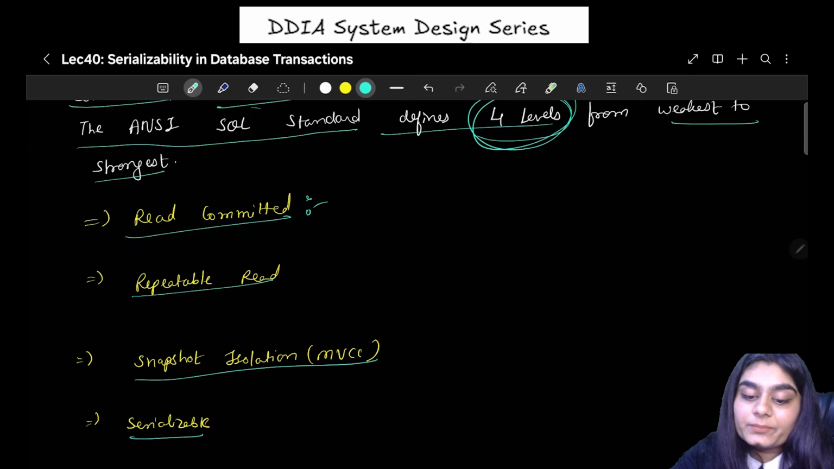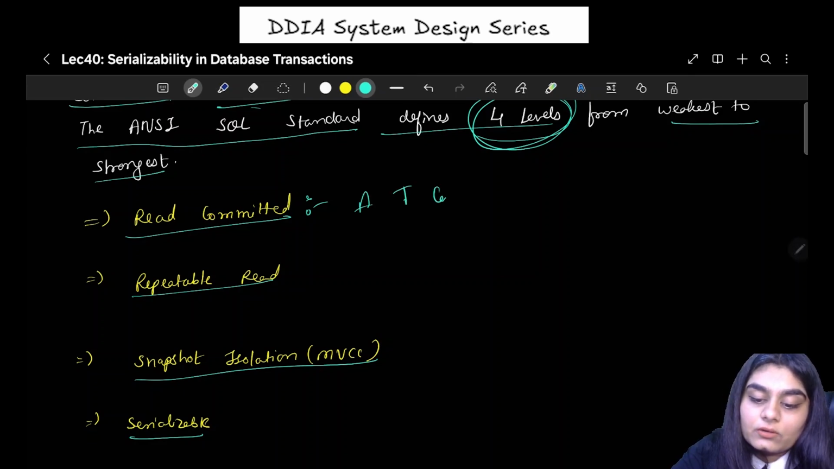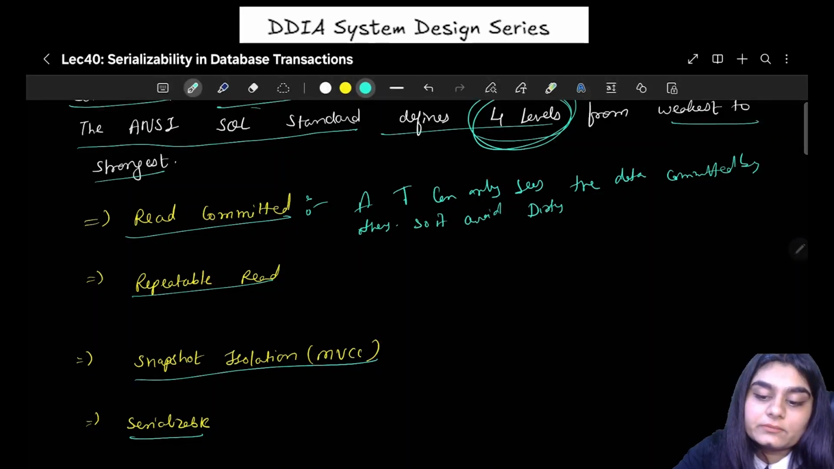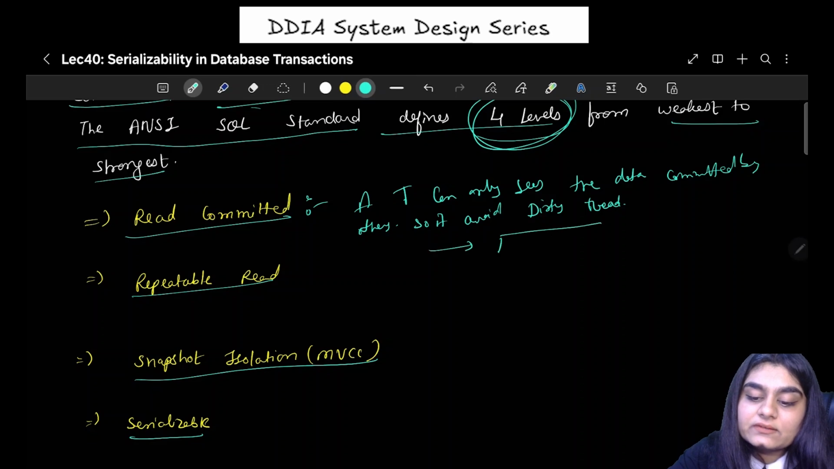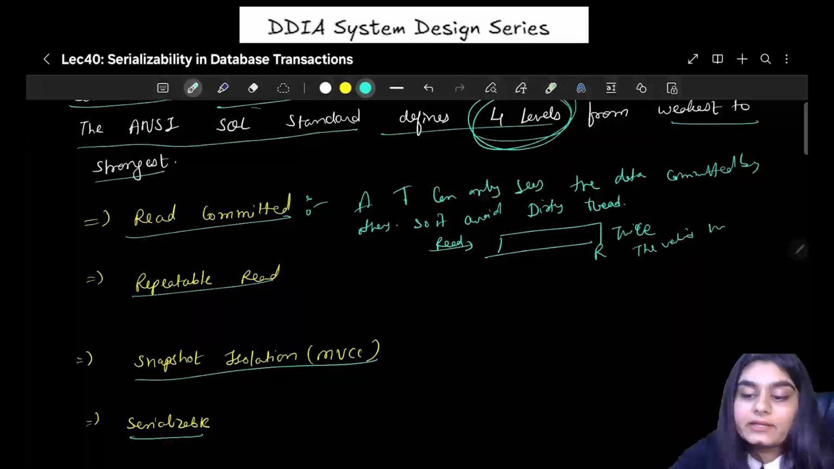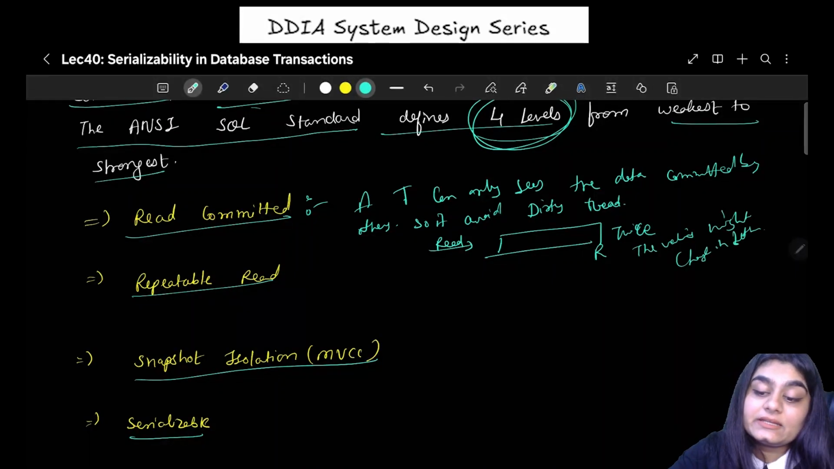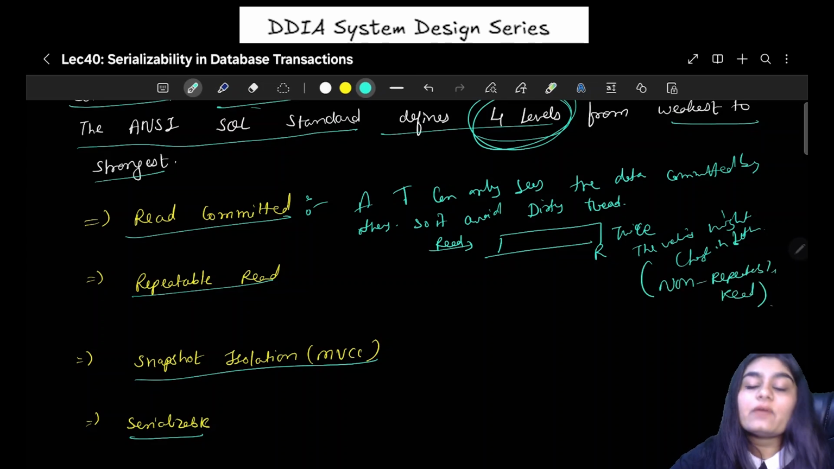In read committed, a transaction can only see the data committed by others. It avoids dirty reads. However, if it reads the same row twice, the values might change in between. That means it is a non-repeatable read. We have already discussed all of these topics in the previous video, but we are doing a quick revision of it. Okay, so let's move towards the second one, that is repeatable read.